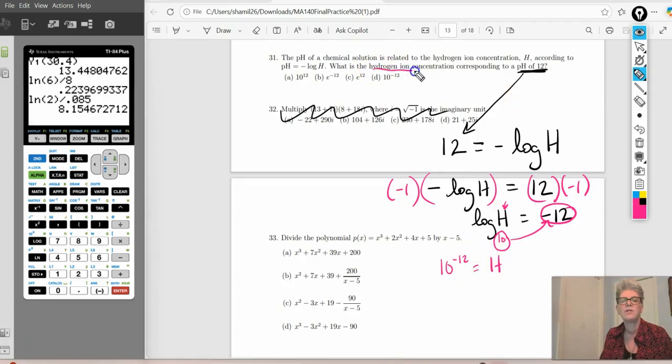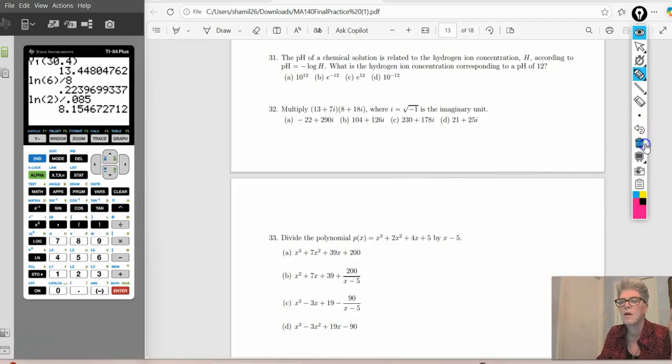And so what is the hydrogen ion concentration? It is h, 10 to the -12. And so the answer there is D. The answer to number 31 is D. Okay, all right, moving along.